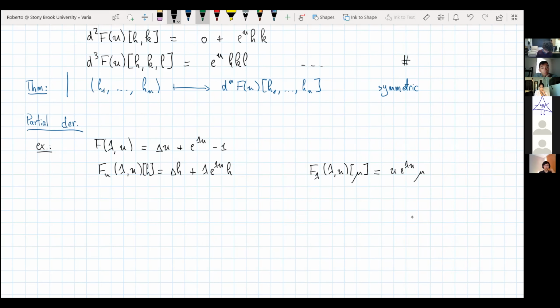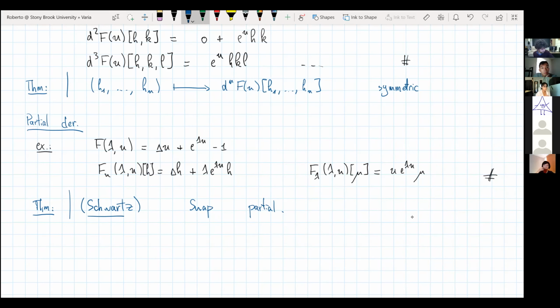And you can keep doing that, you can take the derivative in u of that or the derivative in lambda of that and keep doing that and get higher order partial derivatives. And as in R^n, we have the theorem of Schwarz that says that we can swap the partial derivatives. So we can first compute the derivative in lambda and then in u, or we can first compute in u and then in lambda, and we get the same result.